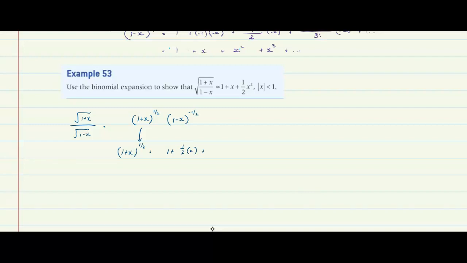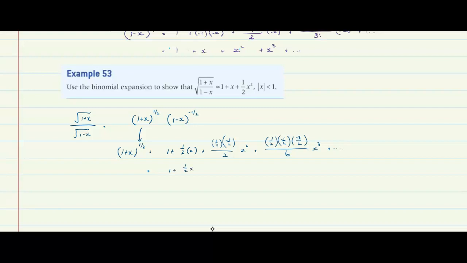Now I've got n by n minus 1, so that's just a half by negative a half. That's going over 2, x squared, and a half, subtract 1, subtract another 1, and that's all going over 6, or 3 factorial, that's x cubed. So that's going to continue. Let's simplify what we've got so far. So 1 plus a half x.